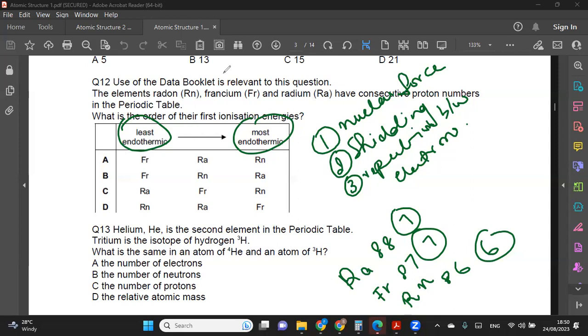Khadija, can you tell me which one of them has the least amount of shielding? Aruj, can you tell me?